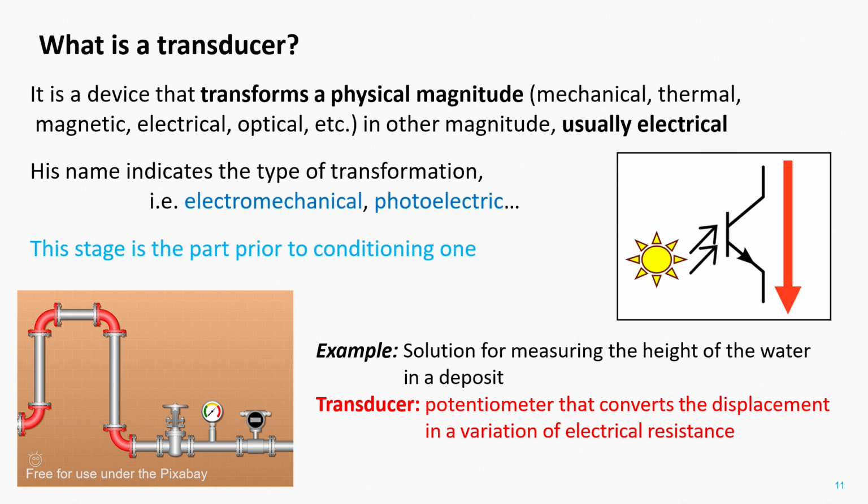For example, as you can see in the right part of the slide, the photoelectrical transducer converts the light arriving into the base of that bipolar transistor into a current that goes from its drain to its collector. You can also see another example of transducer in the lower part of the slide, where we are looking for a solution for measuring the height of the water in a deposit. There, we will use a transducer that is a potentiometer that transforms the displacement of the water height into a variation of the resistance in the electrical circuit. You have to take into account that the transducer stage is always prior to the conditioning one.